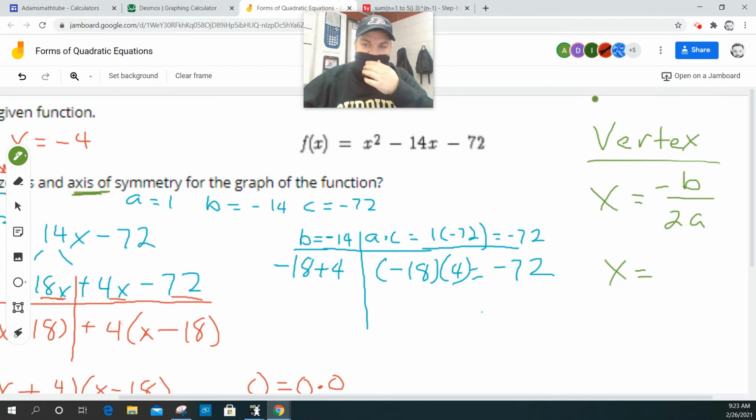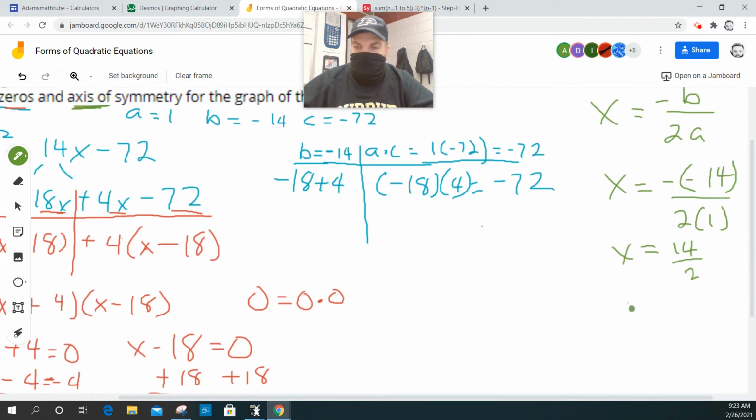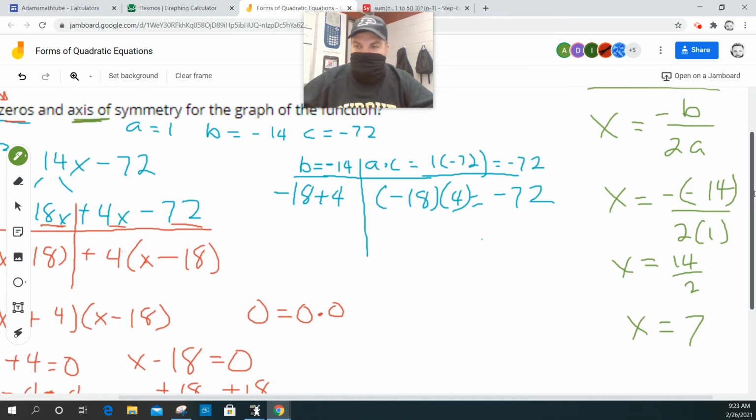This is the vertex. And by the way, that's also the way that you find the axis of symmetry, right? Because the axis of symmetry goes through the vertex. So x equals negative, what's b? Negative 14 divided by 2 times a, what's a? Just 1. So I've got 14 divided by 2, x equals 7. That's my axis of symmetry.